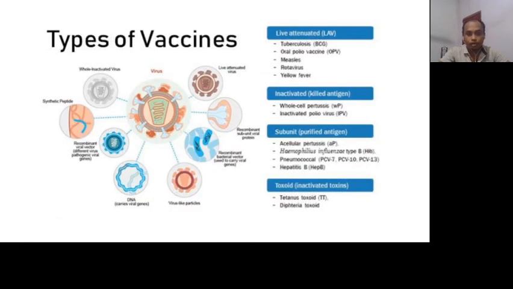Types of vaccines. There are different kinds of vaccines: live attenuated, inactivated vaccines, subunit vaccines, and toxoid vaccines. The diagram shows different kinds of vaccine with examples. For live attenuated vaccines, tuberculosis is one of them, against which the BCG vaccine is applied. In inactivated or killed antigen vaccines, one common example is poliovirus, against which the polio vaccine is applied. Subunit vaccines are purified antigen type vaccines, used against Haemophilus influenzae. Then comes the toxoid, very common. It is used against tetanus and diphtheria toxoid.